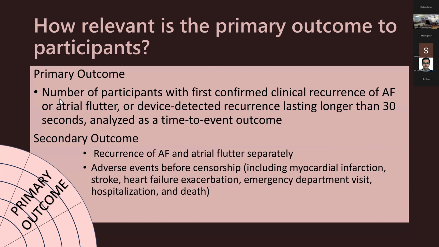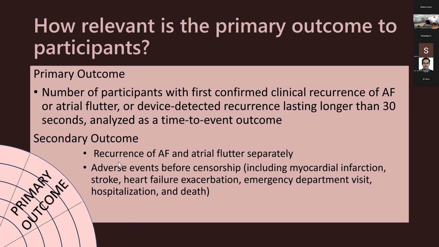So when we look at this outcome, the number of participants with first confirmed clinical recurrence of AF or atrial flutter, or a device-detected recurrence lasting longer than 30 seconds, analyzed as a time-to-event outcome, this is mostly looking like a surrogate outcome. This does not specify if there is a mortality benefit or not. It does not look into any heart failure related events like hospitalization, heart failure exacerbation, or MIs, and so it may not be clinically meaningful. That patient can still remain asymptomatic, carrying on with their day-to-day activities, with the device detecting some atrial fibrillation lasting for more than 30 seconds. So I feel this is more of a surrogate outcome.